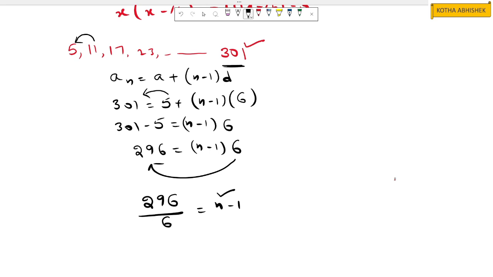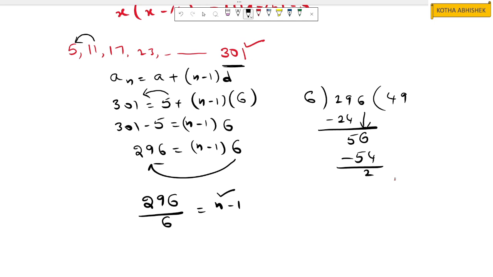So let us check whether 6 table 296 will come or not. So I am dividing 296 by 6. 6 4s are 24. 29 minus 24 is 5, and dropping 6, 56. 6 9s are 54. 56 minus 54 is 2. So it means 6 table 296 won't come. So 301 is not a term of the given arithmetic progression.